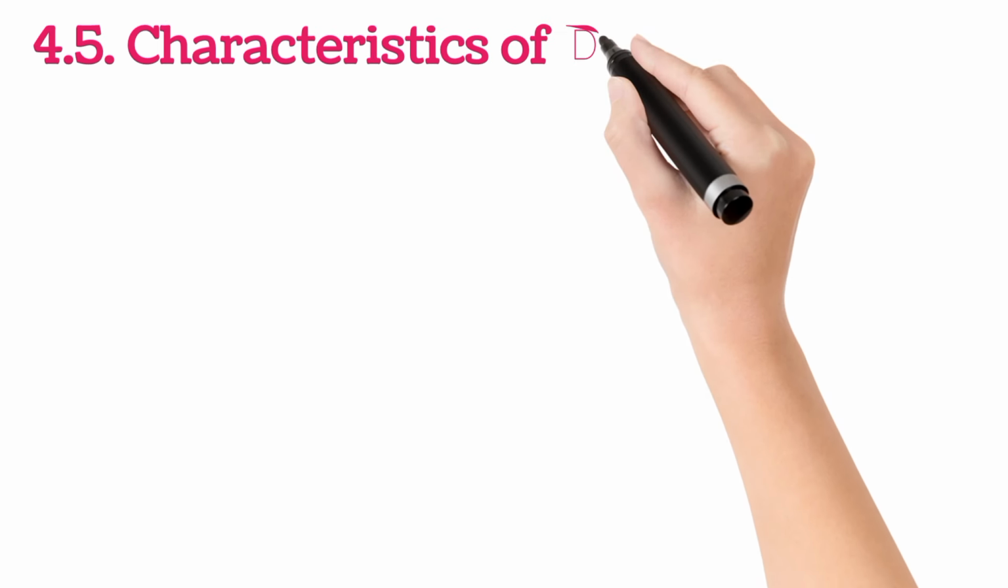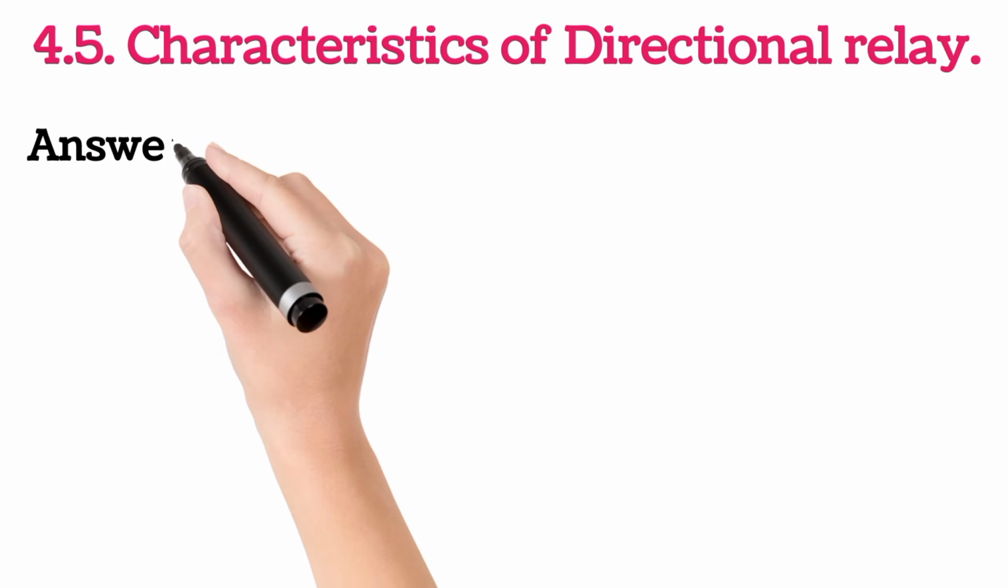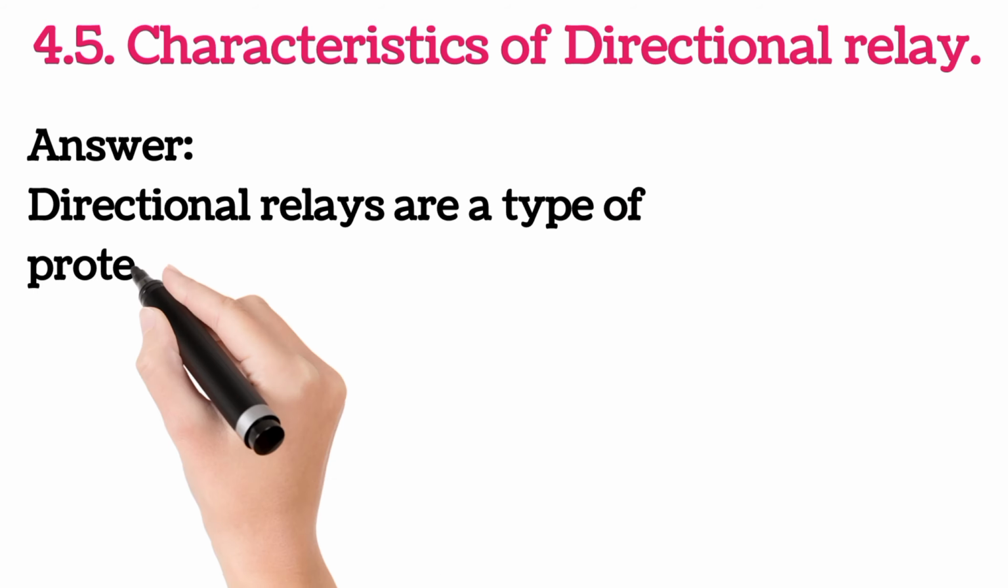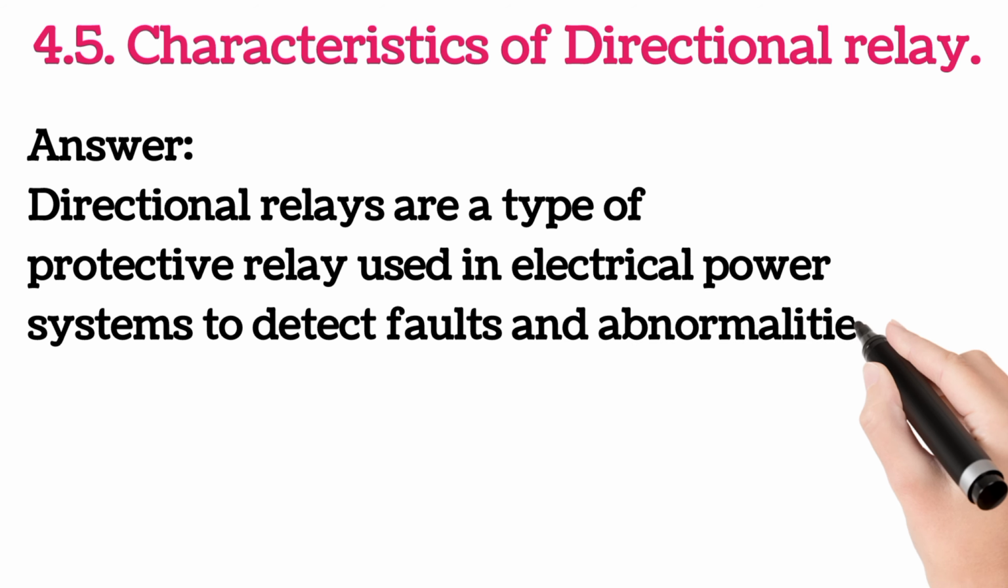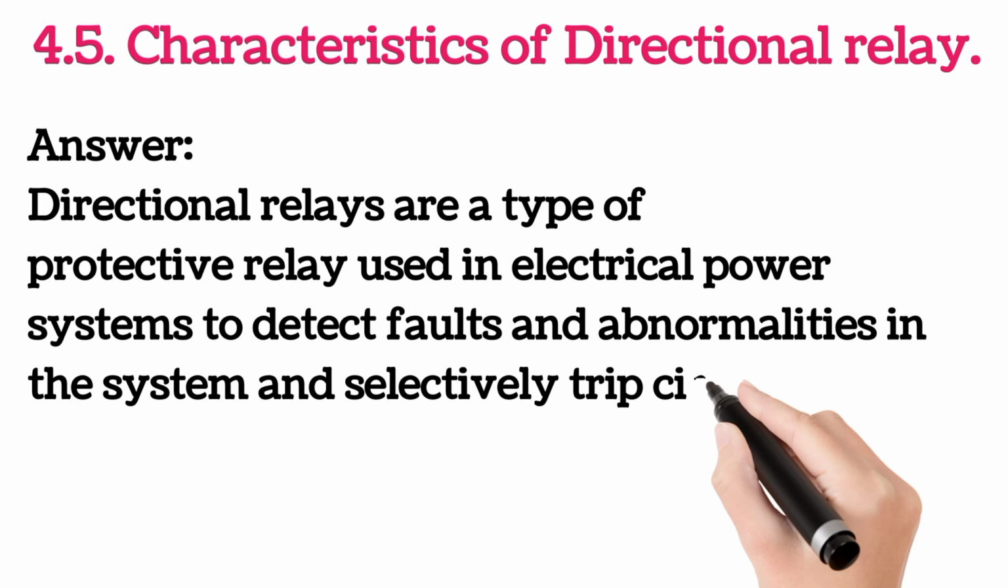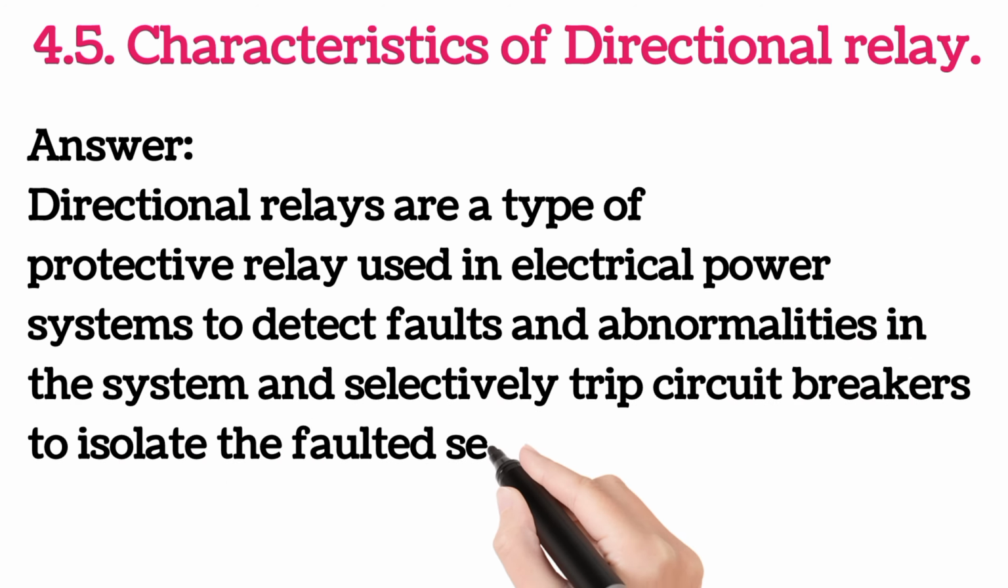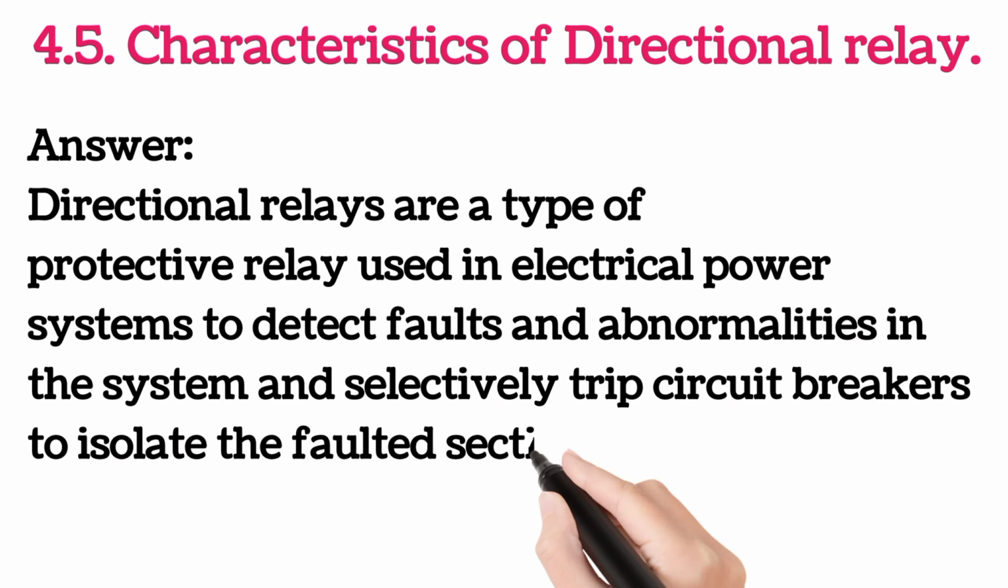4.5. Characteristics of directional relay. Answer. Directional relays are a type of protective relay used in electrical power systems to detect faults and abnormalities in the system and selectively trip circuit breakers to isolate the faulted section. Here are the key characteristics of directional relays.